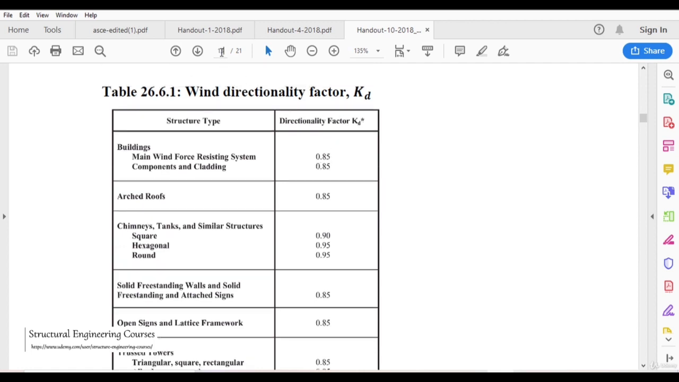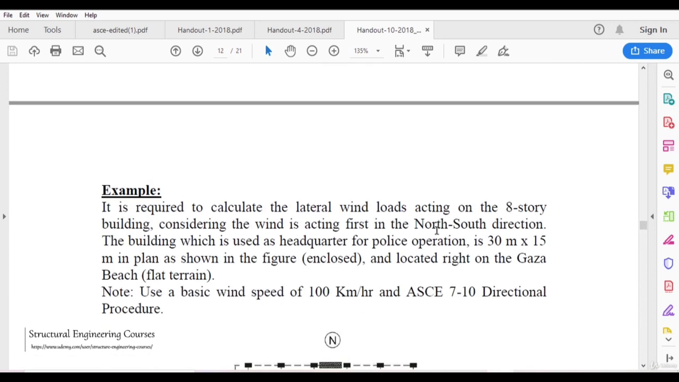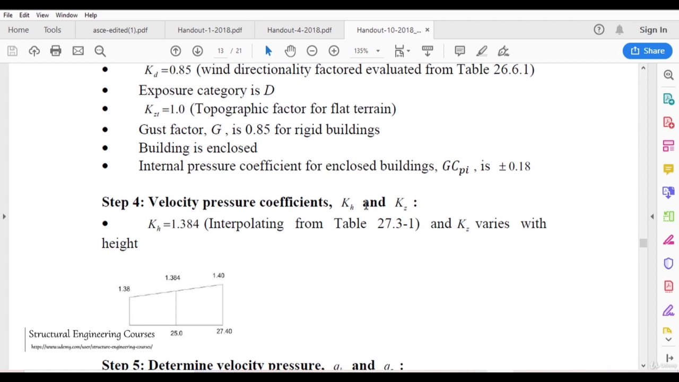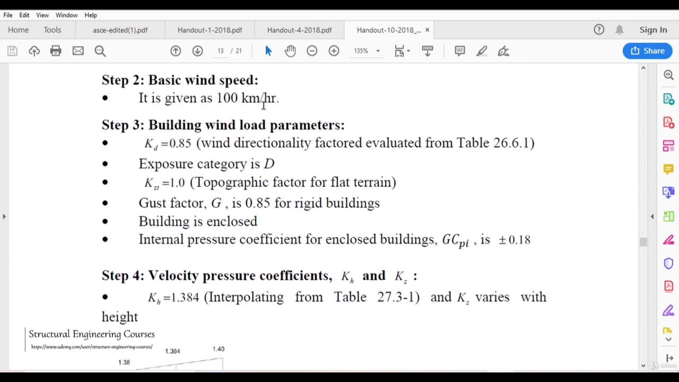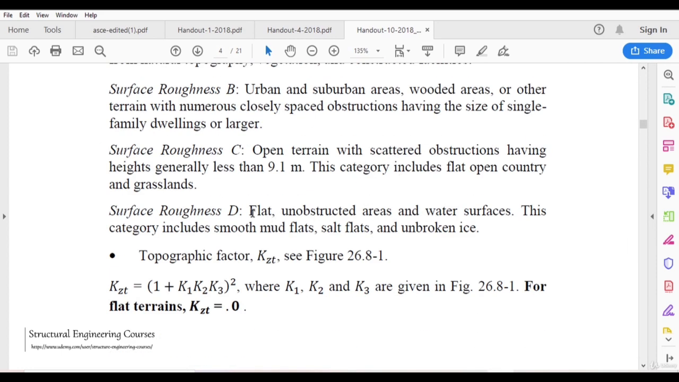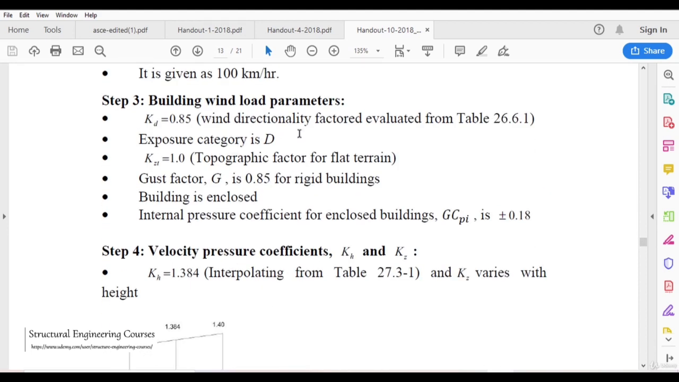After that, if we want the exposure category also, exposure category is D. As he had written here that it is located right on the Gaza beach, that is flat terrain, so it is the maximum loading criteria. So if you go to this page here, when we're talking about flat unobstructed areas and water surfaces, that is beach, then it is surface roughness D. So that is why he had taken exposure category D. KZT, obviously if it is located in flat terrain, then K1, K2, K3, all these values are 0. So that is why KZT can be taken as 1.